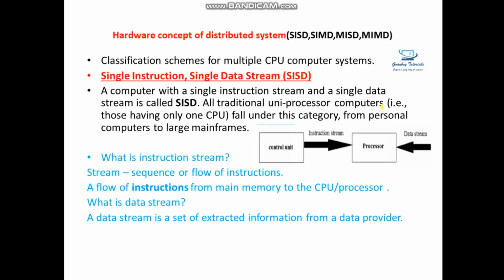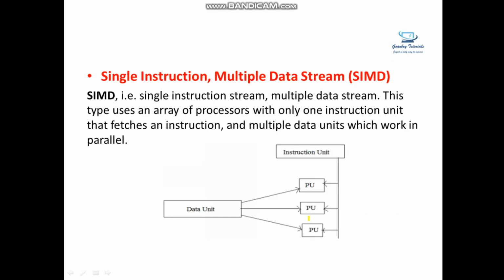In single instruction and the single data stream, we have traditional uniprocessor computers, that is, the machine having only one CPU. In the diagram, we can see the single instruction stream and the data stream. Next we have single instruction and multiple data stream. The short form is SIMD.